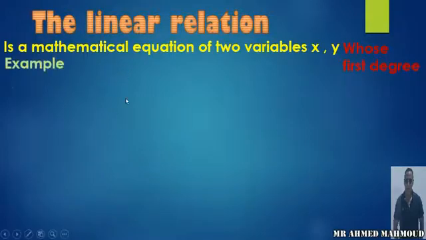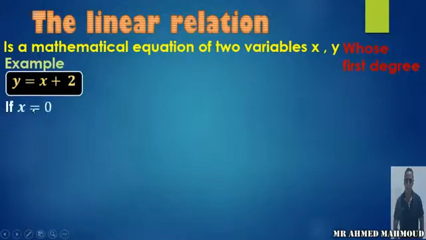For example, if we have here y equals x plus 2, this is an equation. This equation includes x and y, then we call it a linear relation between x and y. That means x and y change together. When x changes, y changes according to the change of x. For example, if x equals 0, then y equals 0 plus 2, which equals 2.